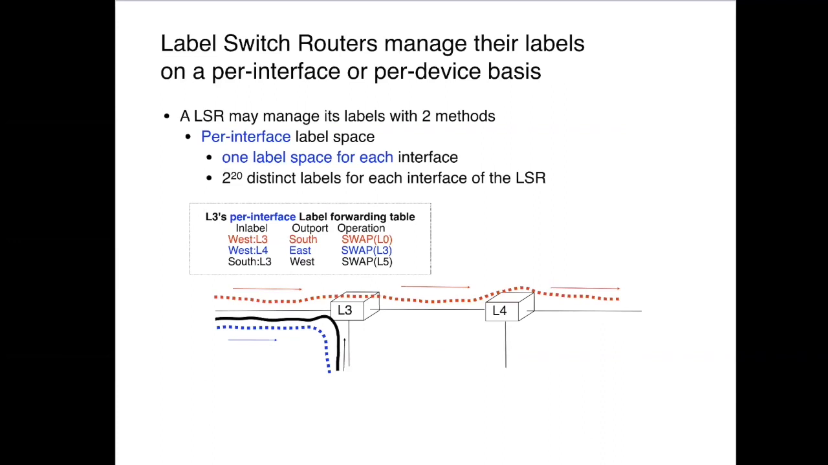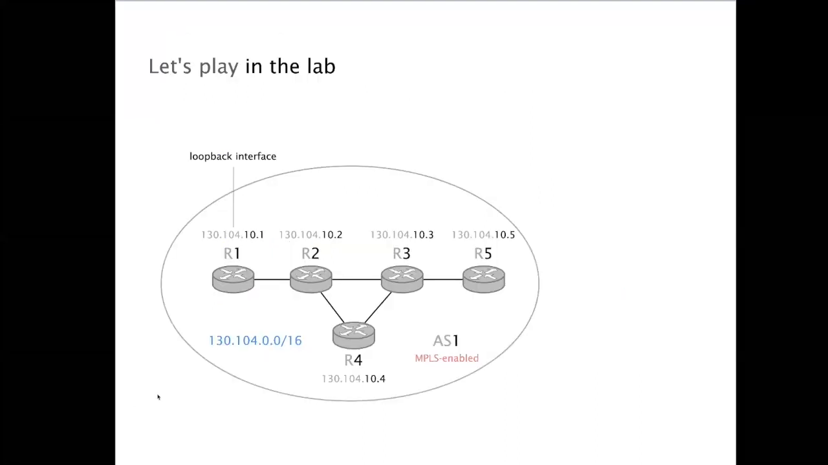So let me actually give you the demo. I think it's going to be a little bit more visual. So here I actually have a virtual lab running with this topology. You can see 5 routers, R1 to R5, that are connected together. They belong to the same AS1. And you can see that there is one prefix which is attached to the AS, 130.104/16. And then I've given one loopback address to each of these routers.